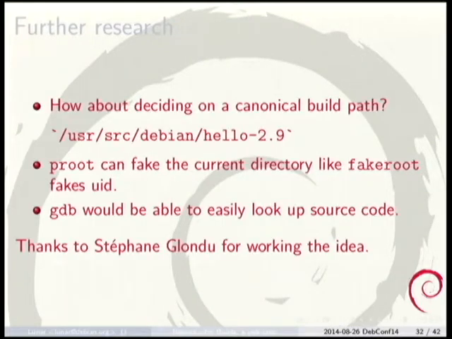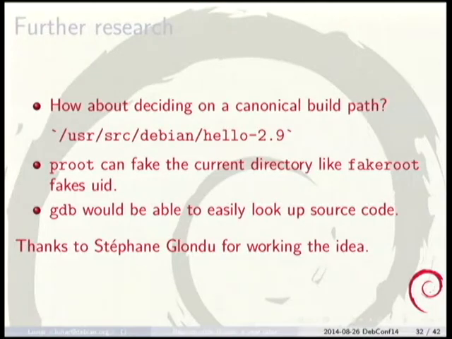So one idea that actually Stefano Zacchiroli came up with on the reproducible mailing list is, okay, let's stop creating dh_strip weird things. How about we agree on a canonical build path? That will solve the problem Colin mentioned about random paths getting in the files. And also GDB would have a canonical location, so it would be easier for Debian users to just apt-get source in the right location, and when they run GDB, they will have the right path already set up for them. And there's a tool called proot that can actually fake the current directory of a software.